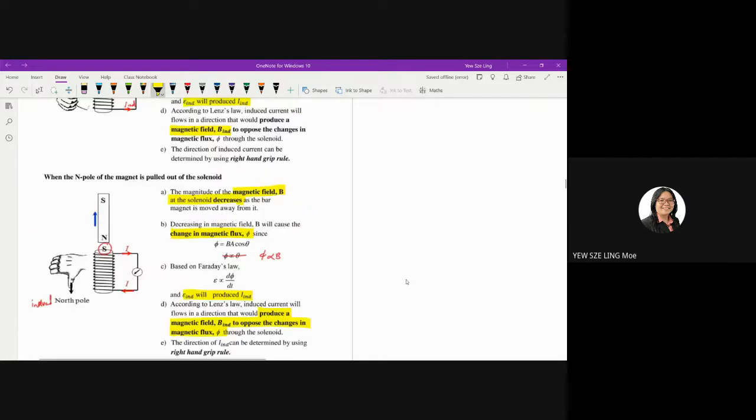So here in this diagram, once again, the I in the diagram should be I induced. Okay, should be I induced. So this is induced north pole.